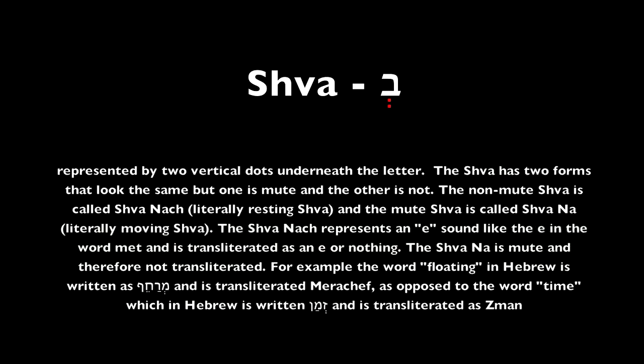The shva has two forms that look the same, but one is mute and the other is not. The non-mute shva is called shva na, and the mute shva is called shva nach. The shva na represents an E sound like the E in the word met and is transliterated as an E or as nothing. The shva nach is mute and therefore not transliterated. For example, the word floating in Hebrew is written as merachef and is transliterated as merachef, as opposed to the word time, which in Hebrew is written as zman and is transliterated as zman.